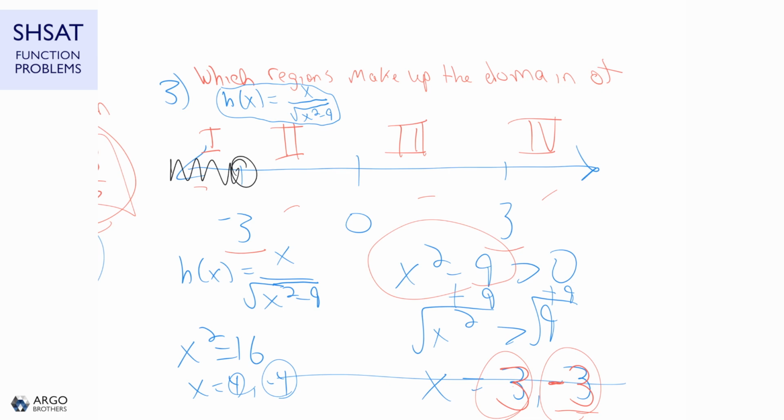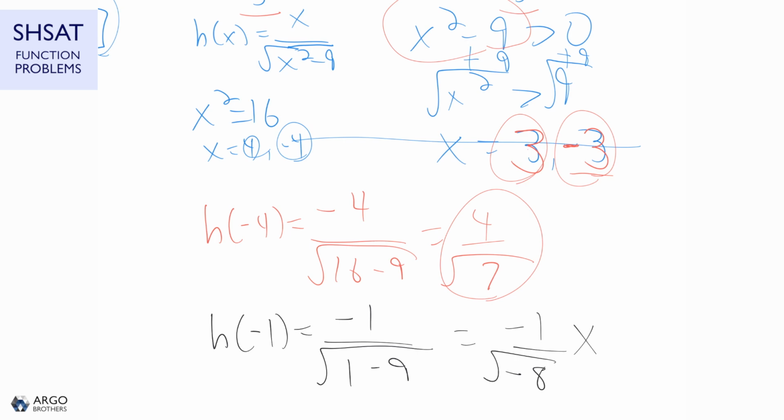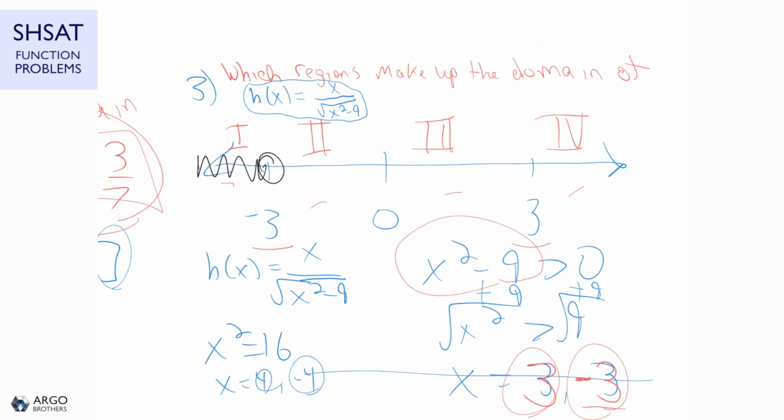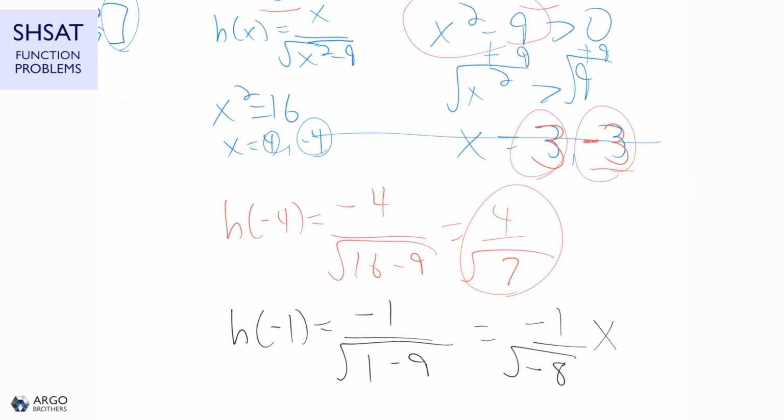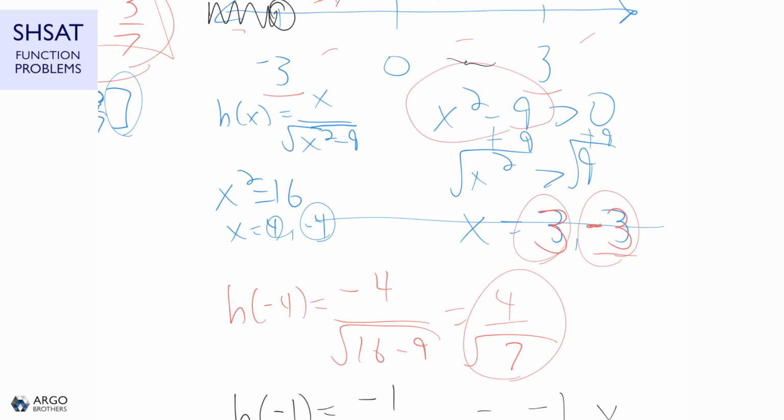We can try negative 1, for example. Let's try negative 1 since it's in that region. That would be negative 1 over square root of 1 minus 9, and that is negative 1 over negative 8. So that does not work. So region 2 does not work. Let's try region 3. We can try the number 1. So let's do h of 1. We would get positive 1 over 1 minus 9, which is the same thing, so that does not work. And so we know that region 3 is invalid.